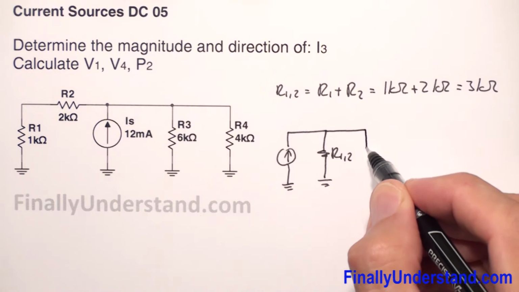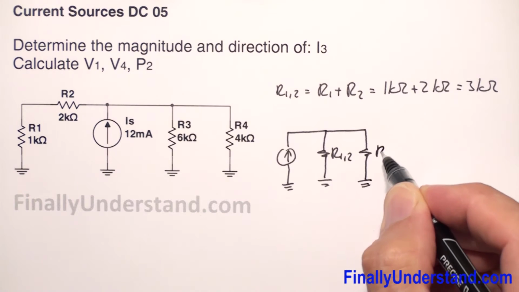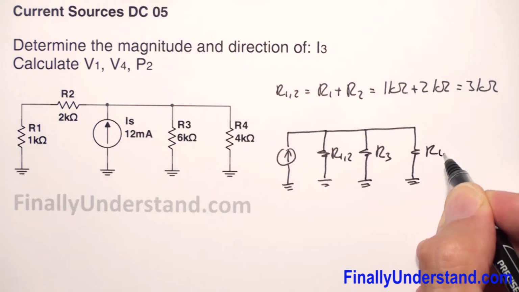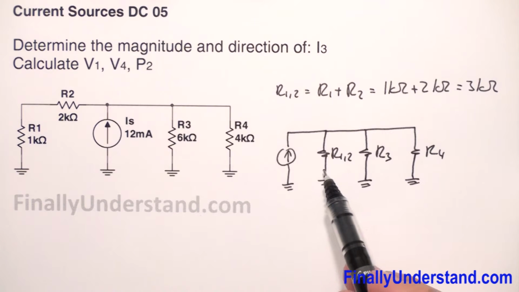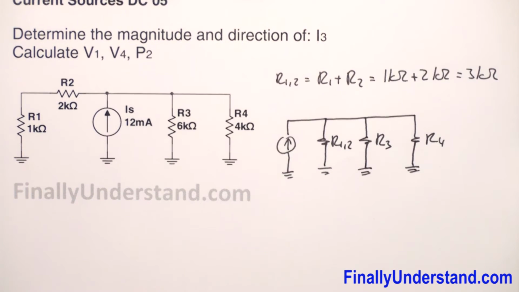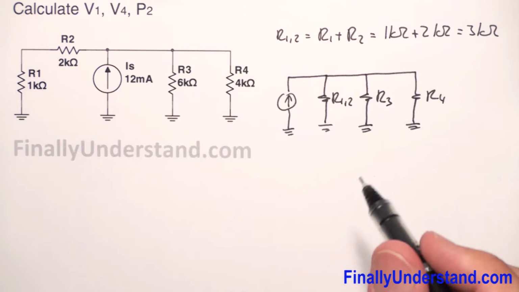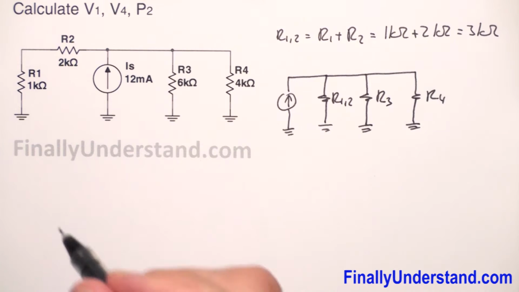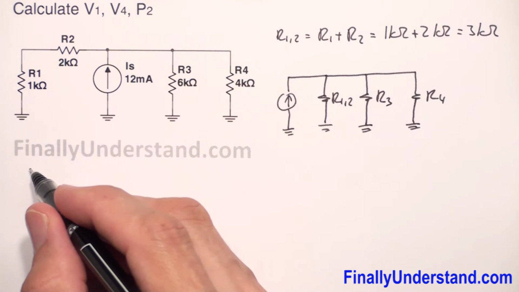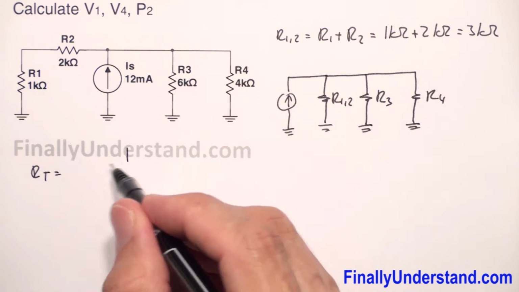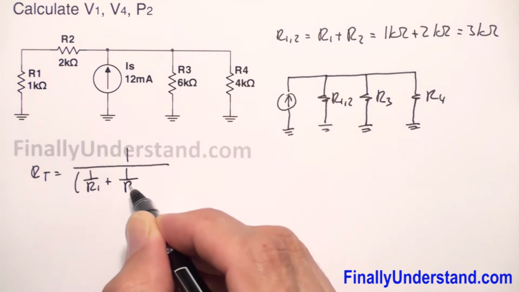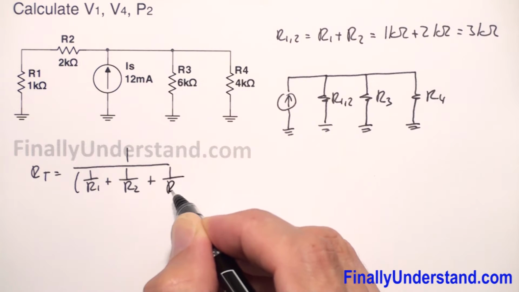This is my R3, and this is my R4. Okay, as you can see, we have 3 resistors in parallel. So what I would do first, I would find the total resistance, because I want to use the current divider formula. So we have R total is equal to 1 divided by 1 over R1 plus 1 over R2 plus 1 over R3.